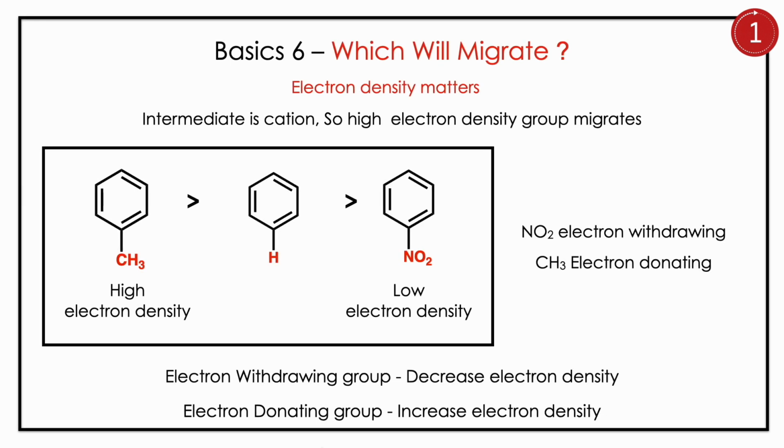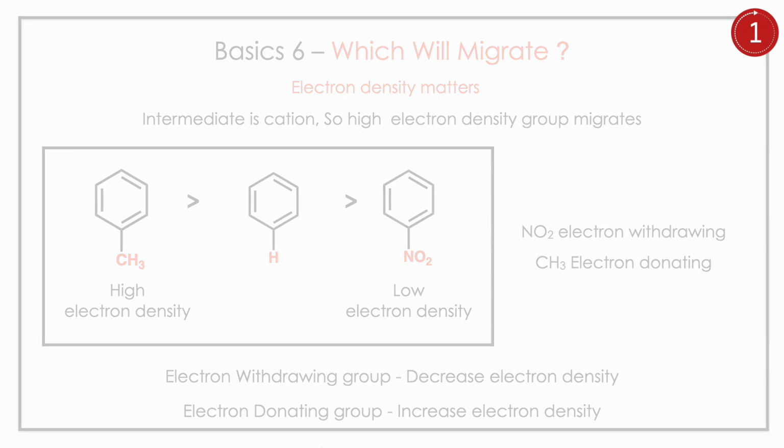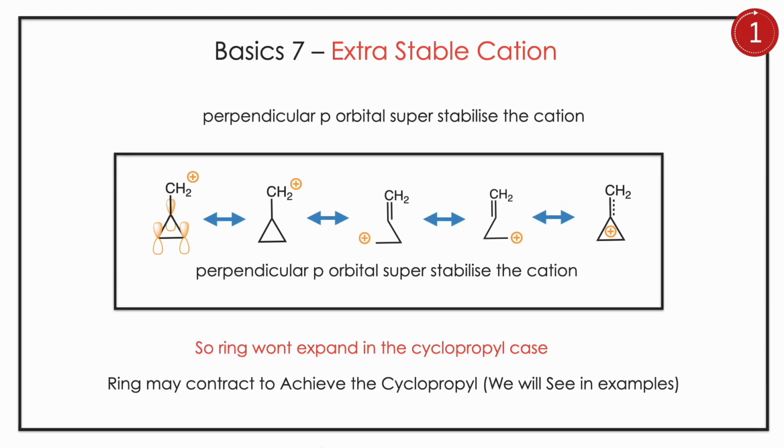Here it's a similar case in an aromatic system. The electron-rich ring migrates. Here methyl is electron richer due to the electron-donating methyl group. Nitro is poorer due to the electron-withdrawing group. So electron density can be decided by -I effect or +I effect. -I effect decreases the migrating ability, and +I effect increases the migrating ability.